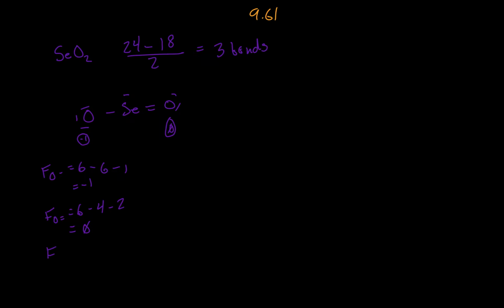Now for selenium, same deal. How many do you have in the valence? This is 6. 2 of them are in lone pairs. We have 3 bonds in total. That gives us a formal charge of +1. All right, we're okay with this because we have the negative formal charge assigned to the more electronegative atom, and we're supposed to have a neutral charge for this molecule. We have -1 and +1 and 0, which equals 0 in total. So we're happy with this.